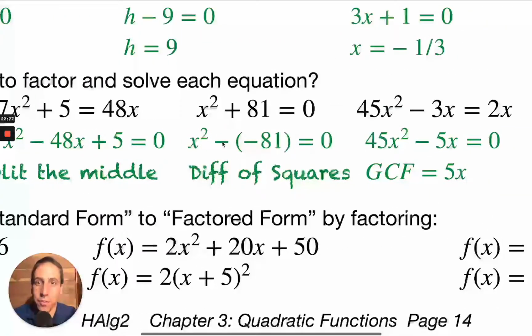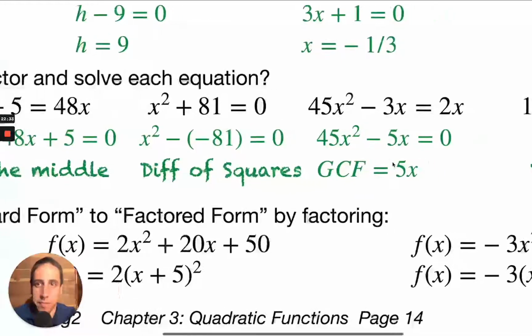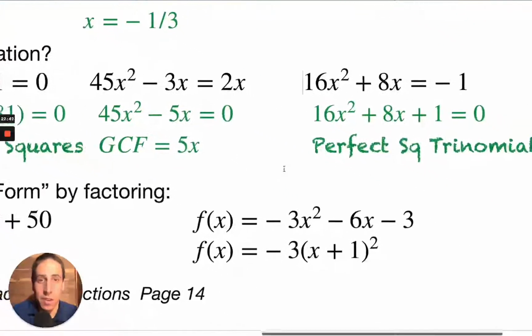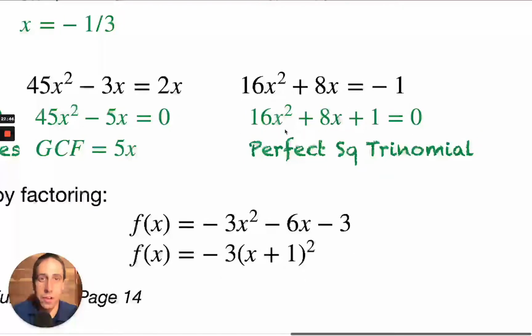I'll use difference of squares here because I can write it as a squared minus b squared format. Here, I'm going to use the greatest common factor because you can factor out a 5x from both of these terms. And here it looks like a perfect square trinomial. Because when I set it equal to 0, this is a perfect square, and then this is the middle term, and this is another perfect square.